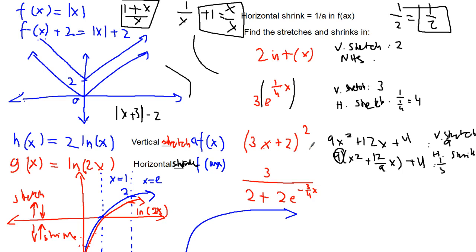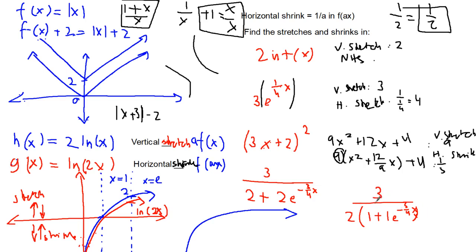This is really hard, actually. First of all, you want to simplify the bottom, because you can see there's 2 and 2. So I'm just going to put the 2 out, and now we have 1 plus e to the negative 3/4 x. So now the bottom's nice and dandy. We have 3 on top.